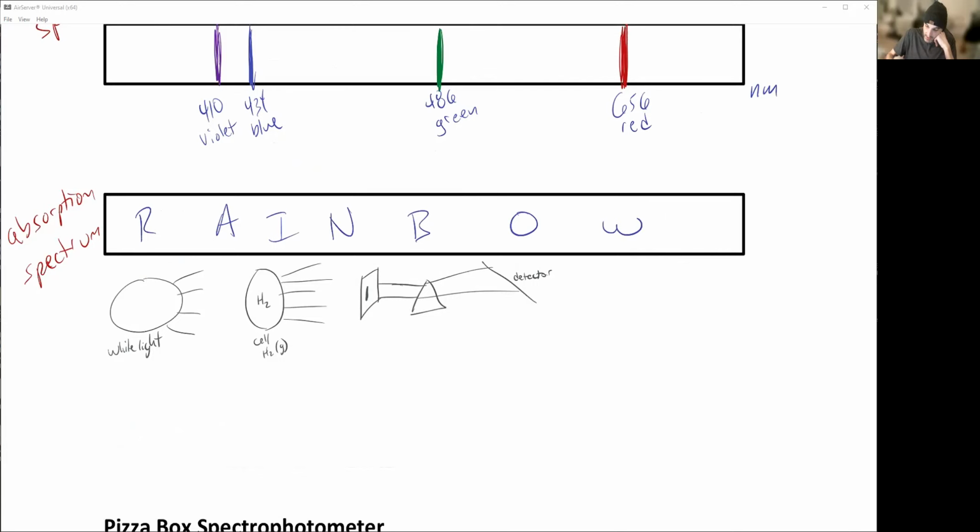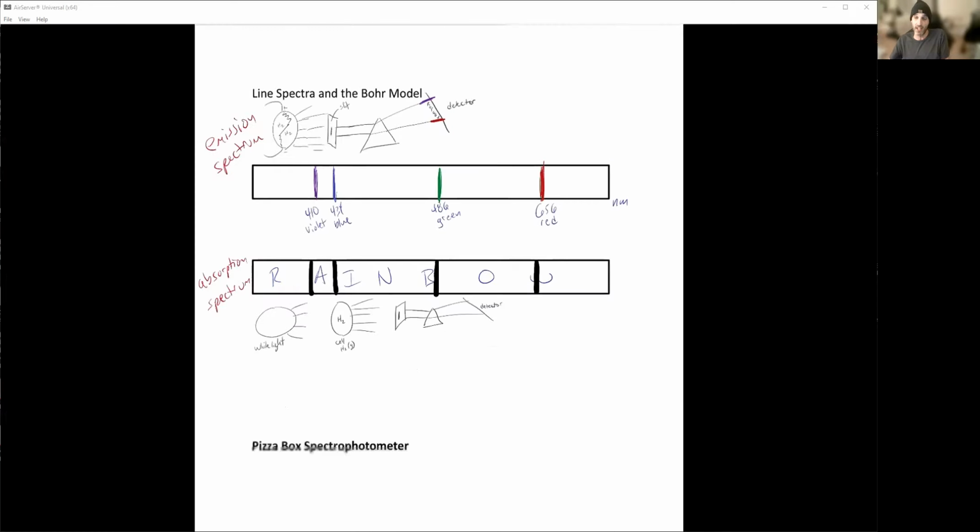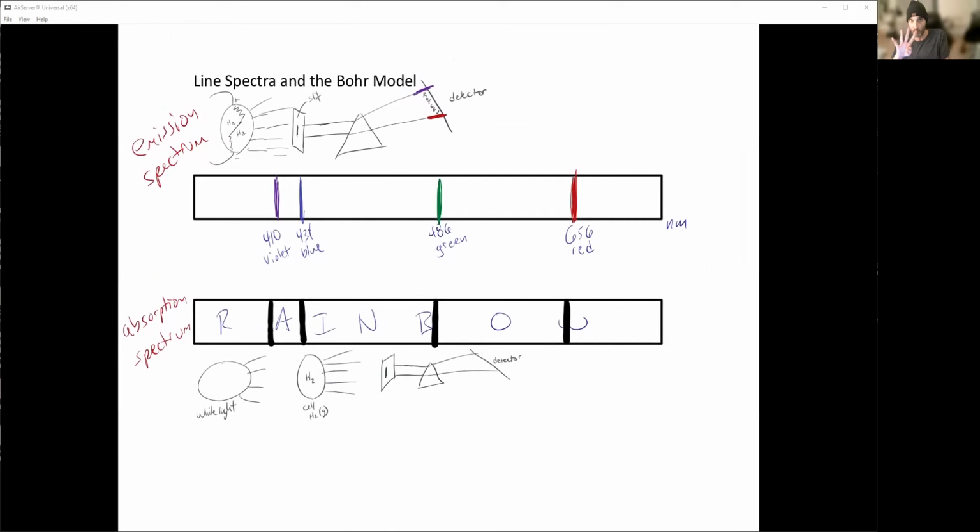And what's missing is at 410, at 434, at 486, and at 656, we actually see black marks. In fact, if I don't have it in your copy, just Google absorption spectrum, and you're going to see that it's missing those things. So what that means is hydrogen likes those wavelengths. Hydrogen is quantized for those 4 specific wavelengths in the visible spectrum. If we excite it, it emits there. If we absorb it, it absorbs that. So it's missing in the color on the other side.